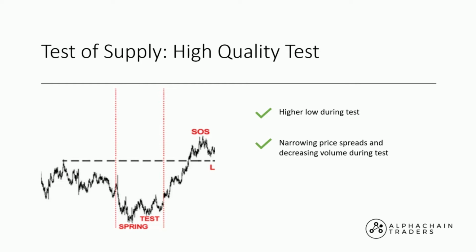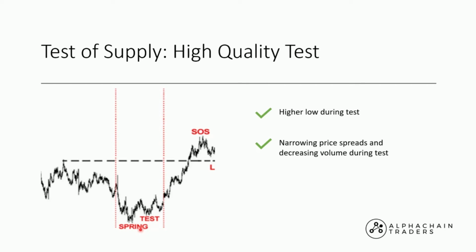In this image, we can better see how a spring and market test may develop at the end of an accumulation phase. Generally, when looking to enter a long trade, we want to look for a high quality test of supply. This is where first the market test puts in a higher low than what was seen or recorded during the spring. And here we can see that in this image. The test has recorded a higher low versus the lower low of the spring.